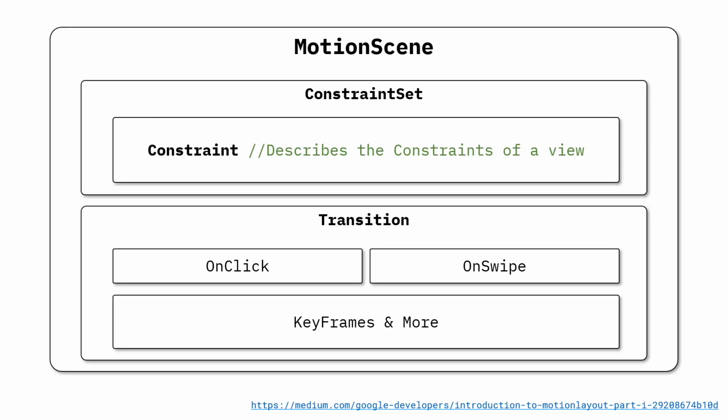And the other thing that the motion scene contains, obviously, is the transition. The transition tells motion layout how the transition should look. So you have like an on-click or an on-swipe, which says, right, I want to trigger the animation through clicking or swiping. And then there's keyframes, which can manipulate the animation between starting and ending state.